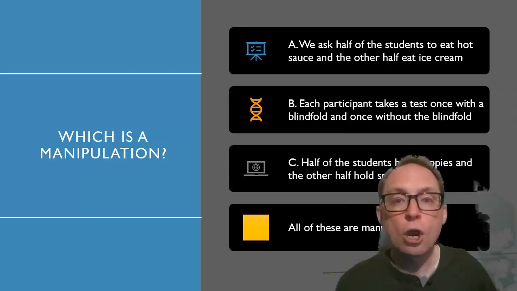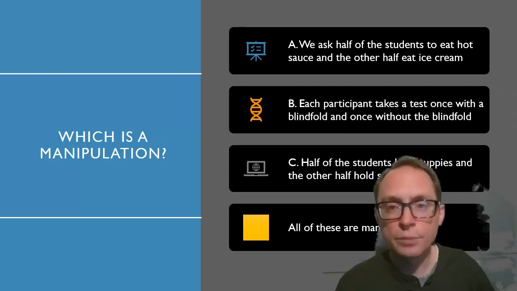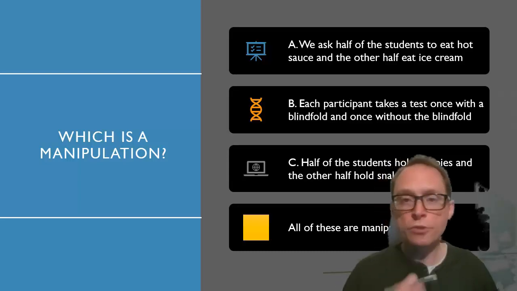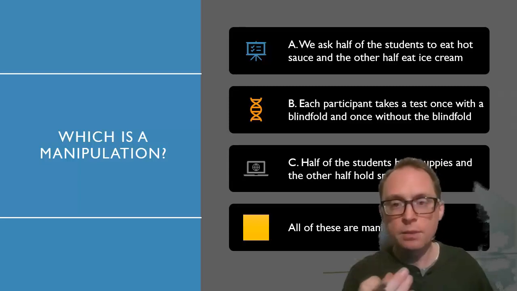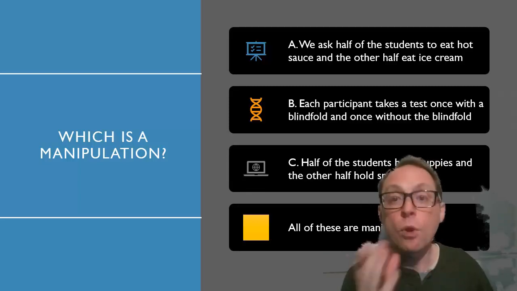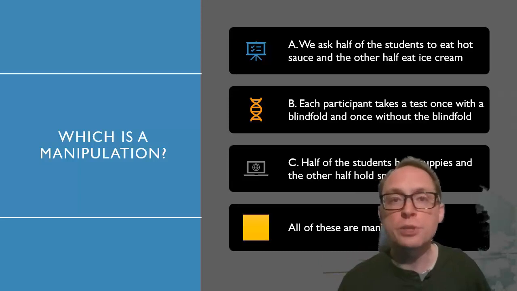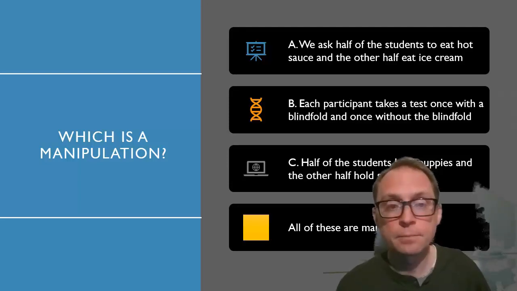The answer is that all of these are manipulations. Because we, the researcher, are changing it in one group or another, or in the case of B, each participant has the manipulation happen within themselves. They take the test once with the blindfold on, and then once with the blindfold off.